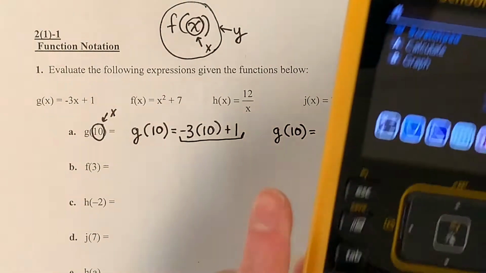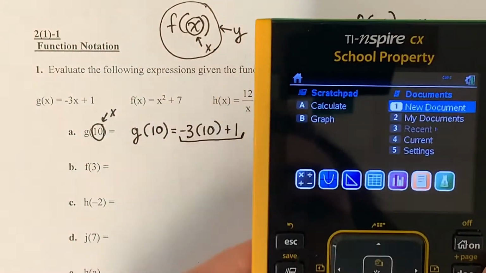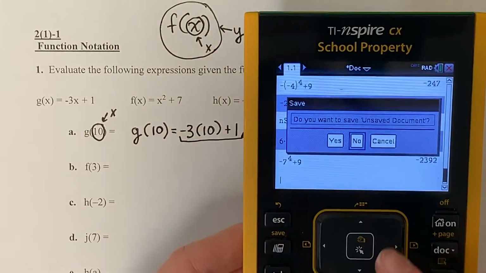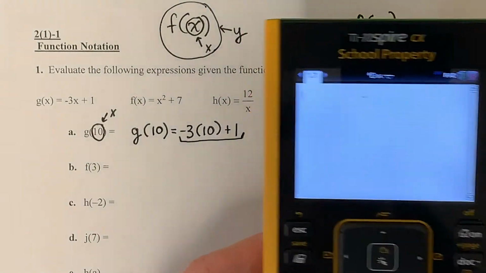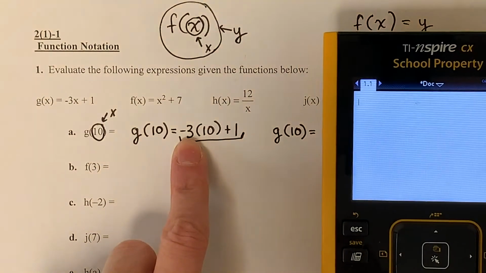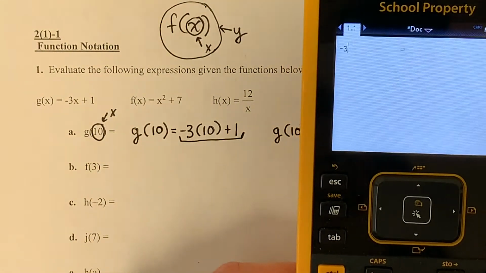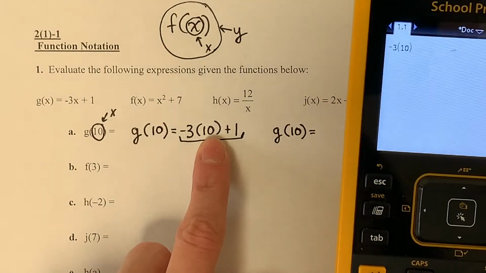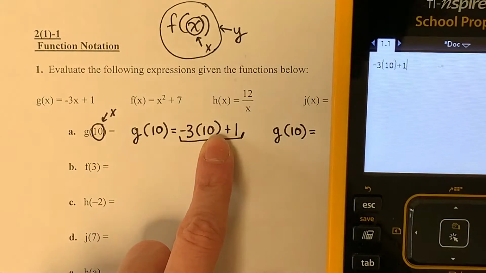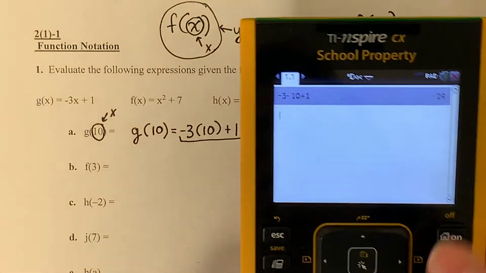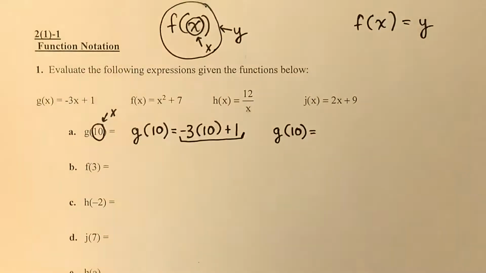Okay, so I have my TI-Nspire. I'm going to go to the calculator, and I'm going to put -3 times 10 plus 1. And my answer is -29.